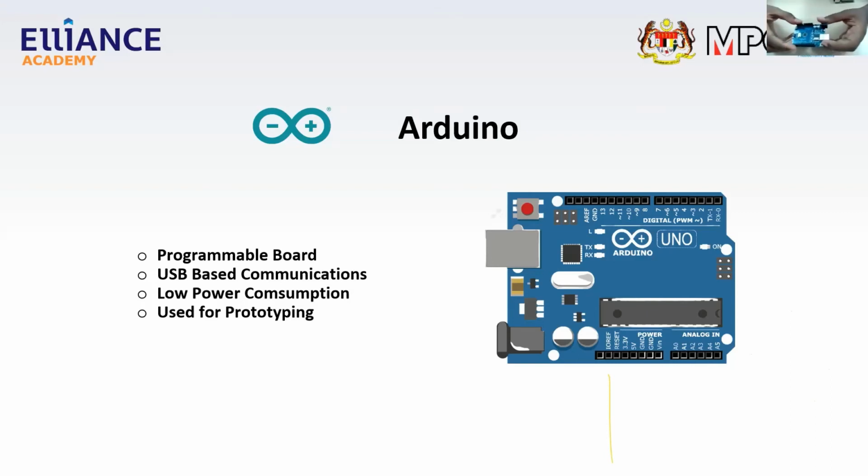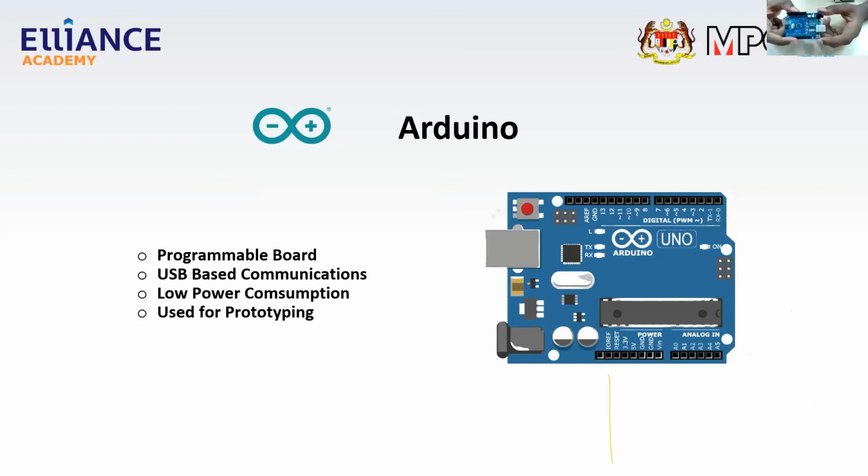The Arduino also takes low power consumption to power on. It needs 5 volts to power up. So unlike the Raspberry Pi, it doesn't need an adapter. This just needs a USB connection to the Arduino and it will power up just fine.